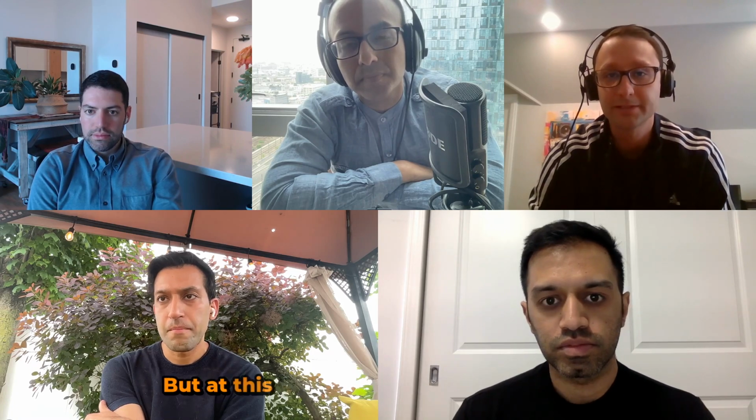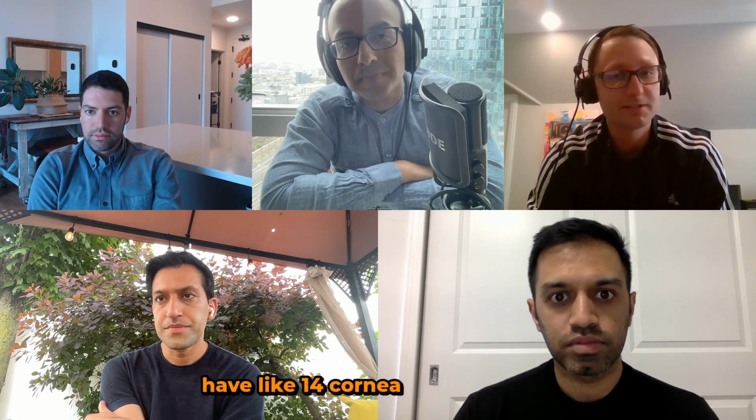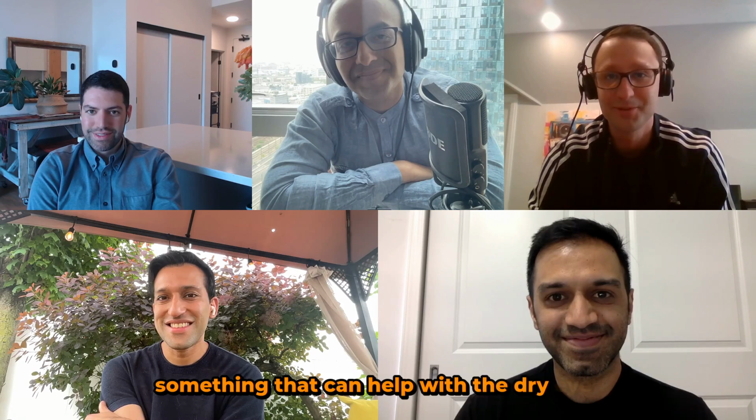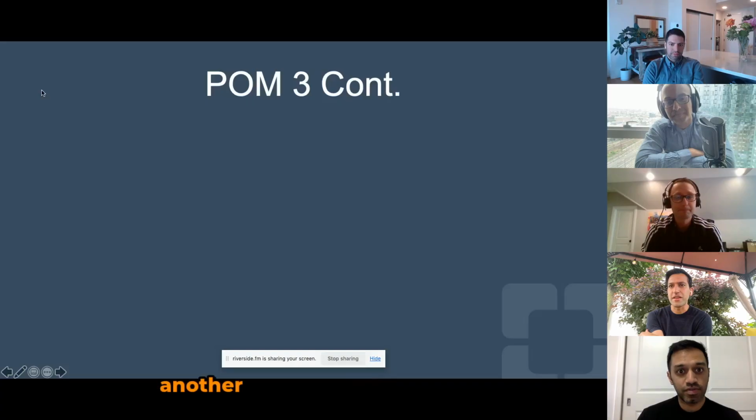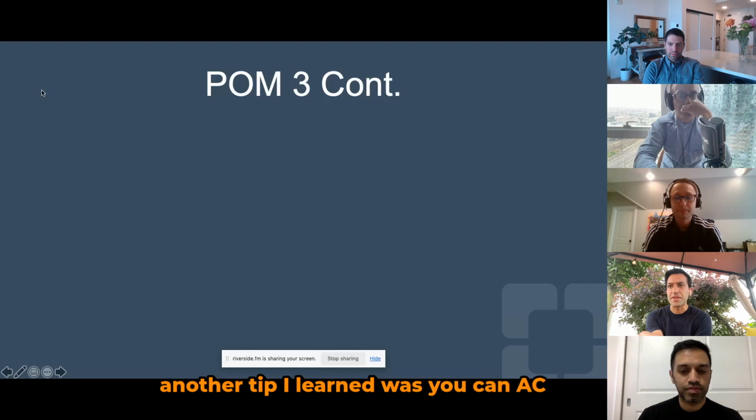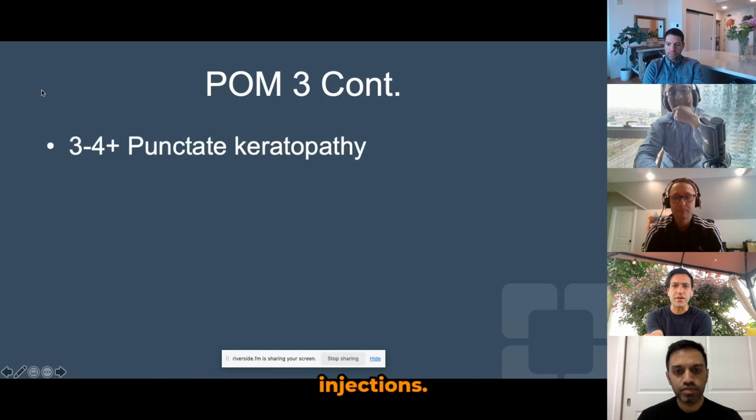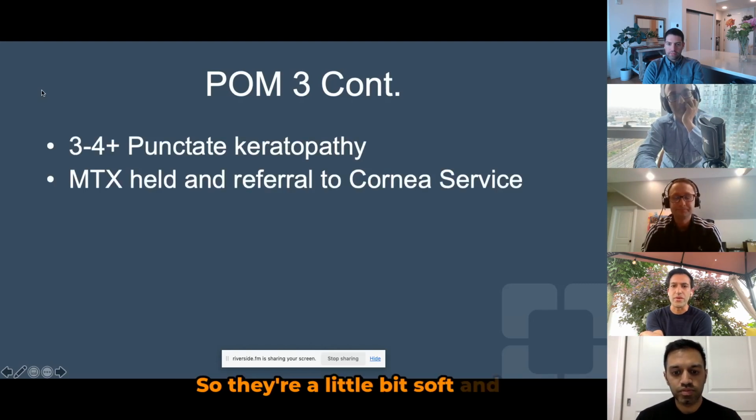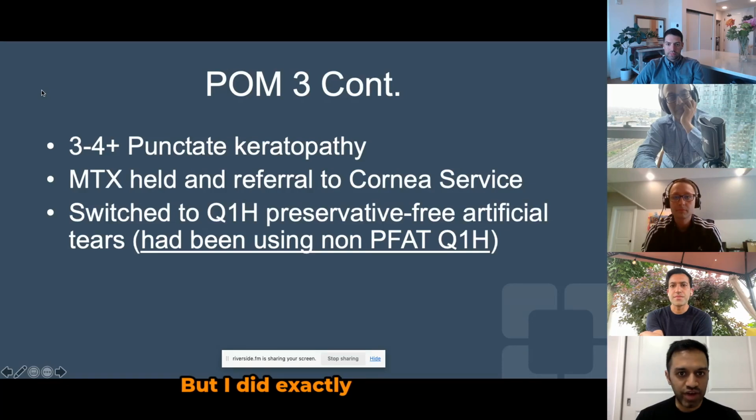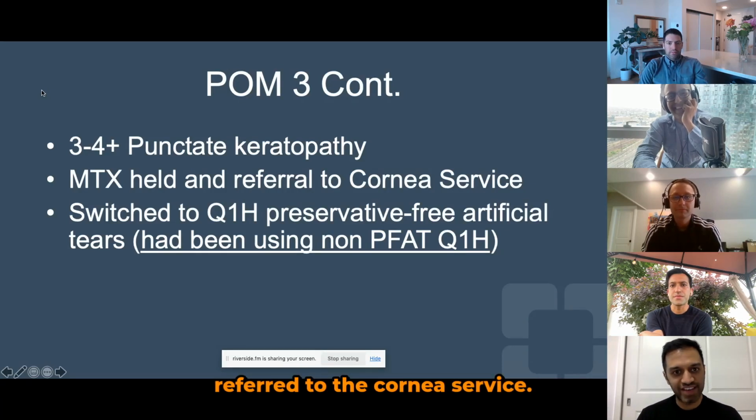But at this point, you guys probably have like 14 cornea specialists or something that can help with the dry eye component of it, but you just got to treat the retina side. Yeah, another tip I learned was you can AC tap the patient before the methotrexate injections, so they're a little bit soft, and so it won't reflux as much. But I did exactly what you guys said. I held off on additional methotrexate and referred to the cornea service.